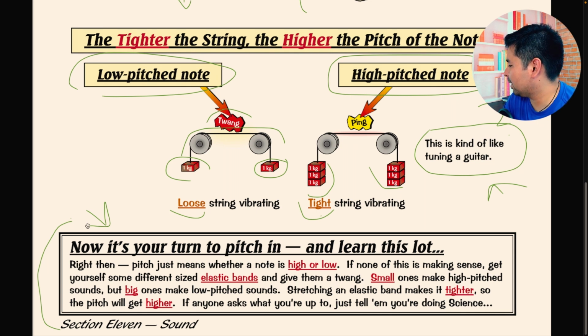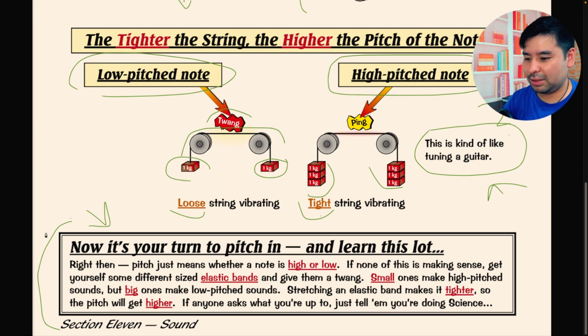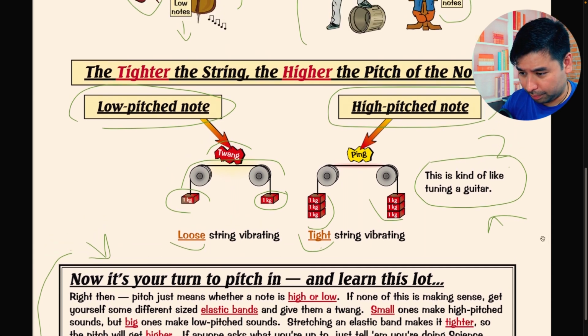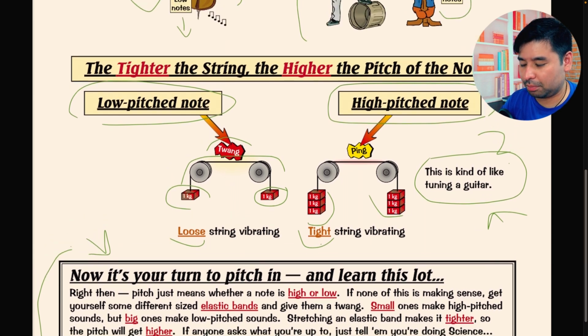If none of this is making sense, get yourself some different sized elastic bands and give them a twang. Small ones make high-pitched sounds, but big ones make low-pitched sounds. Stretching an elastic band makes it tighter, so the pitch will get higher. If anyone asks what you are up to, just tell, yeah, this apostrophe N means then, that is the meaning of that, okay? And I mean, just tell them you are doing science, and that's it. Okay, and then by this information, we finish this final part here, right?